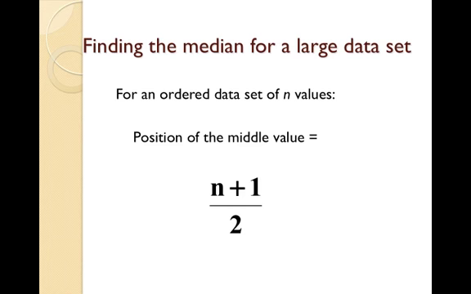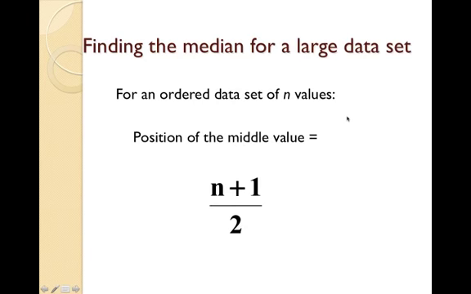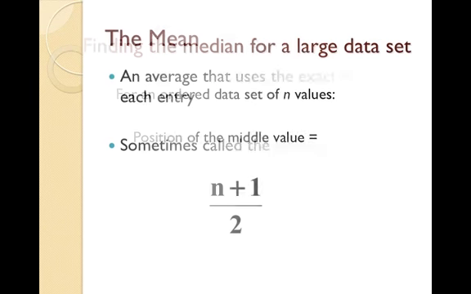For a large data set, if you want to figure out the position of the middle value, we just count it in. But sometimes it's really hard to do if you had like 157 values. You take the number of values, so like I said, 157, and then you add 1, and then divide by 2, and that's going to tell you the position of the middle value. And then you would just count in that many times and find your middle value.